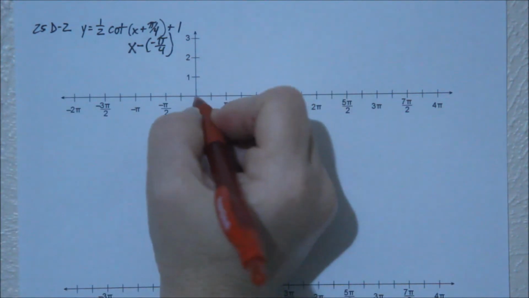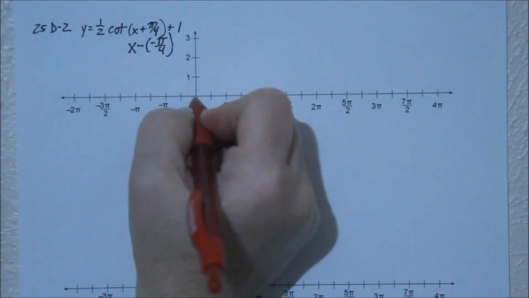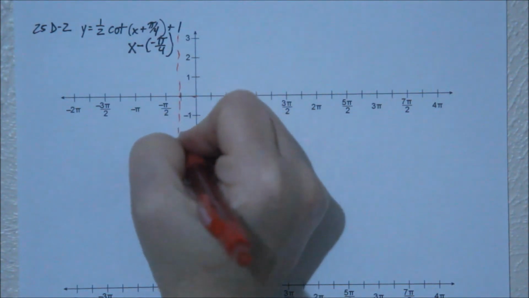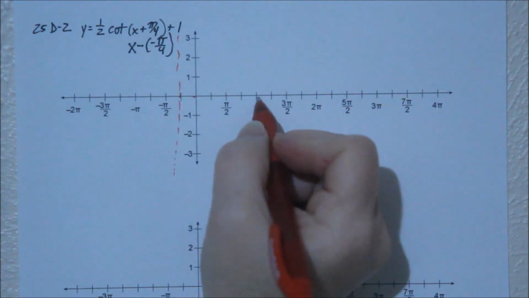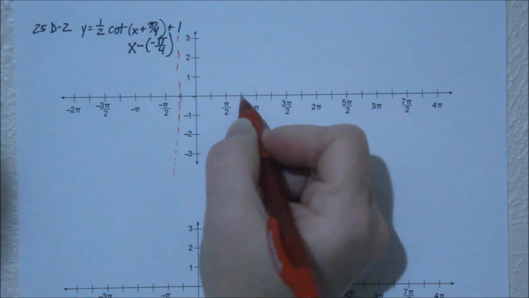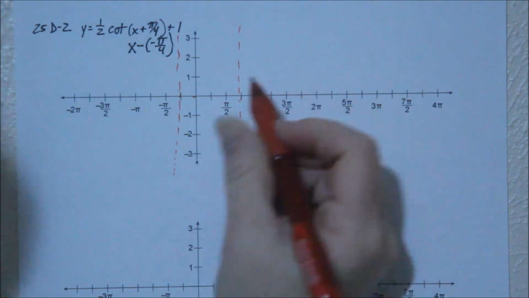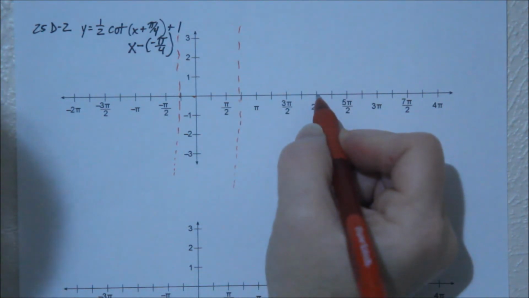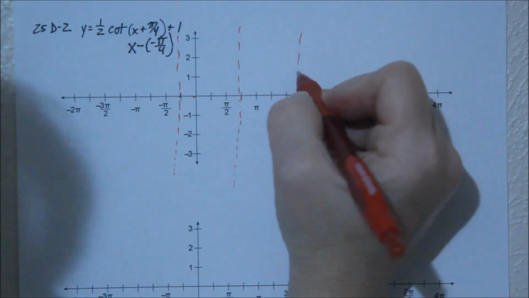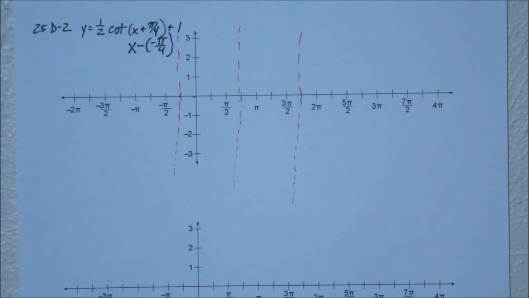So if my asymptote was at 0, but now I want to shift over to the left, pi over 4. Pi over 4 is 1 tick mark. So now my new asymptote will be right there. The next asymptote was at pi for basic cotangent, but now I need to shift to the left 1 tick mark. So my new asymptote will be right there. Let's say I go over to 2 pi. There would have been an asymptote there for basic cotangent, but now I need to shift to the left, pi over 4, which is 1 tick mark. So these are my new asymptotes for this equation.